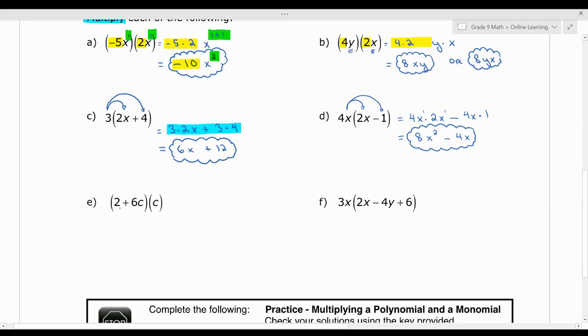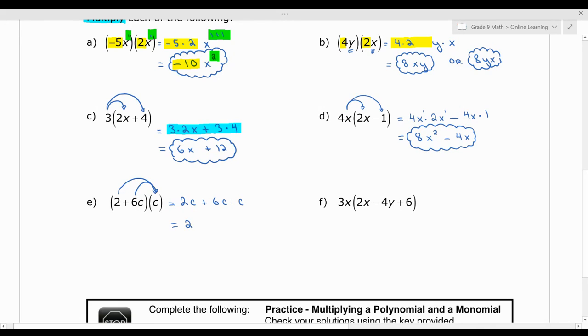Question E, you'll notice this time the binomial is first and then the monomial is second. An option is you can do distributive property and then kind of go the other way. So like to the left like this, if that makes sense. I like to just look at it and realize that every term inside the brackets has to get multiplied by that monomial. So I'm just going to show this as I'm going to go 2 times the c. So I get 2c, and then the 6c times the c. So plus 6c times c.